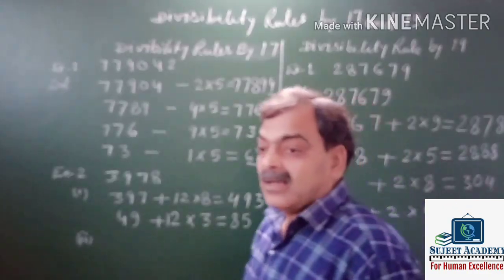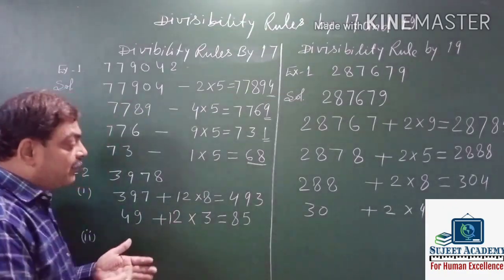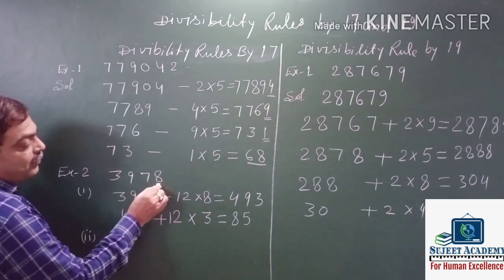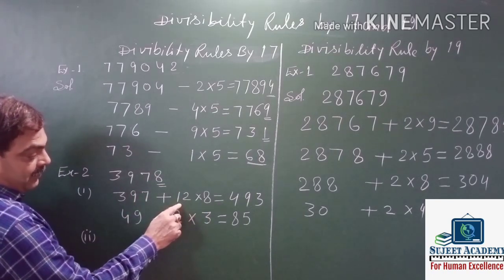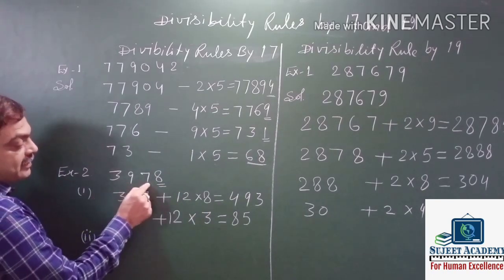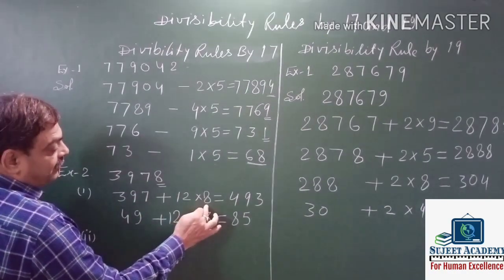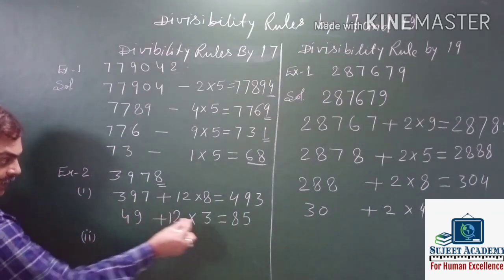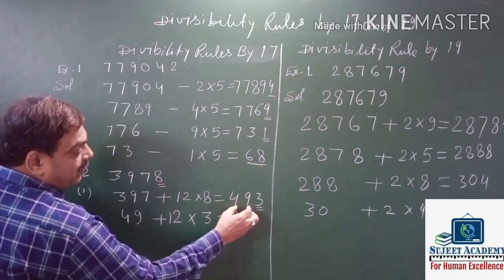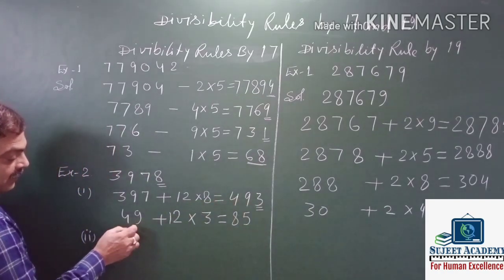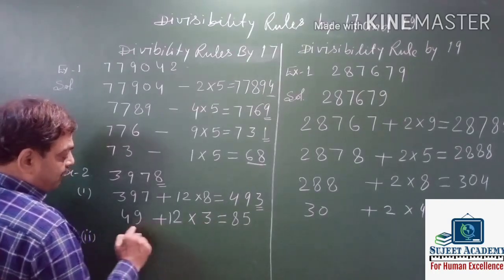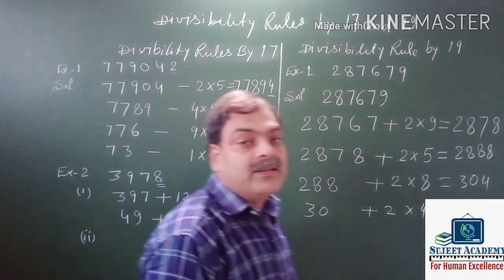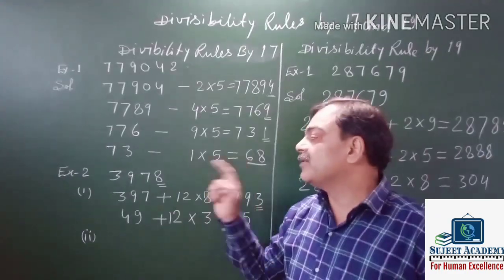Another method, the oscillator method. 12 is the oscillator. Then you select the unit place value and multiply by 12. Take 397, and 12 times the unit place value gives 493. 3 is the unit place value and 49 is the remaining part of the number. 3 into 12 plus 49 is 85. This 85 is divisible by 17. It means this number is also divisible by 17.